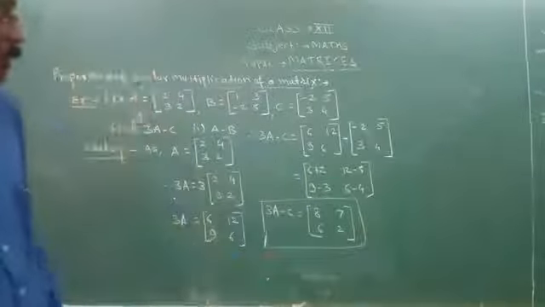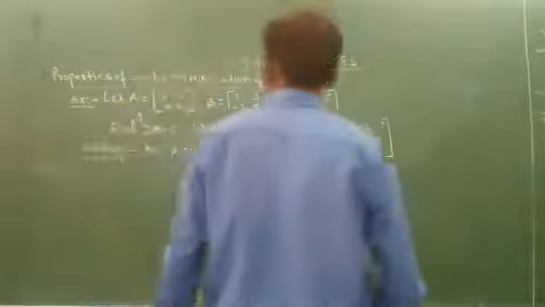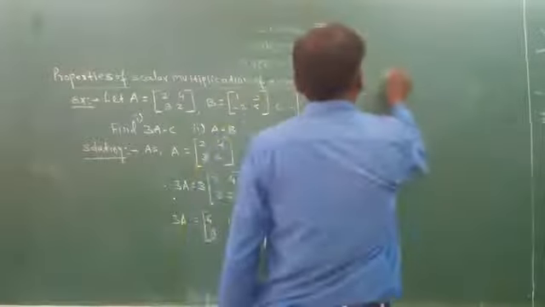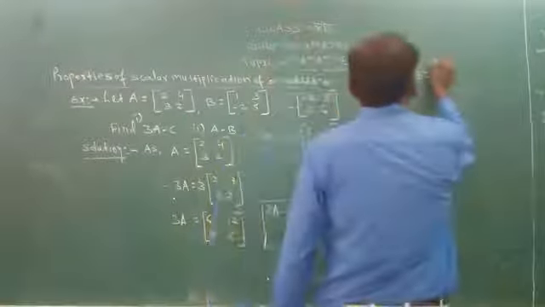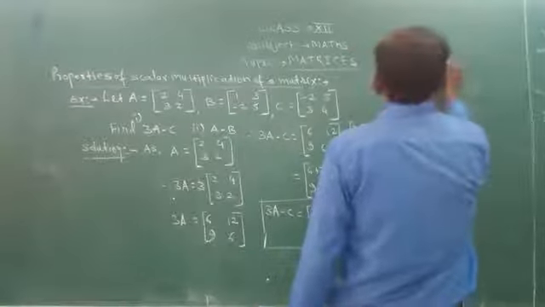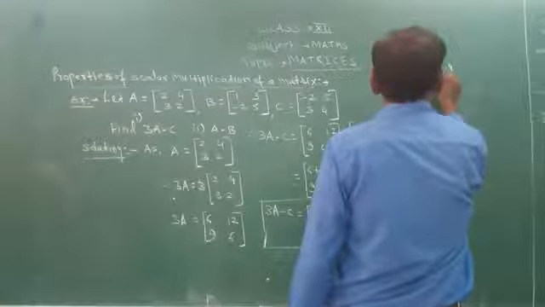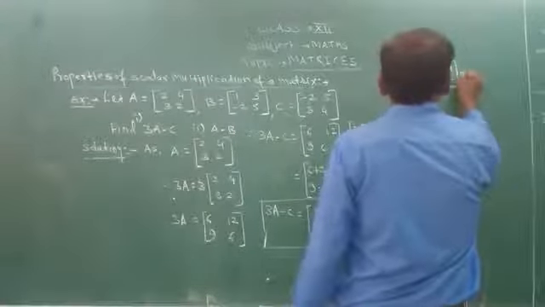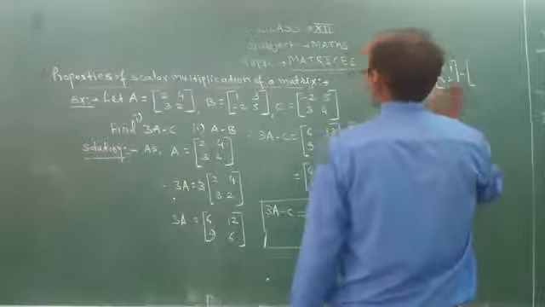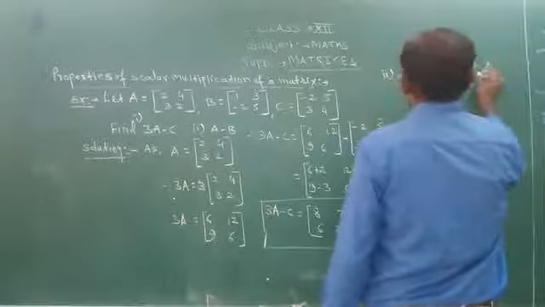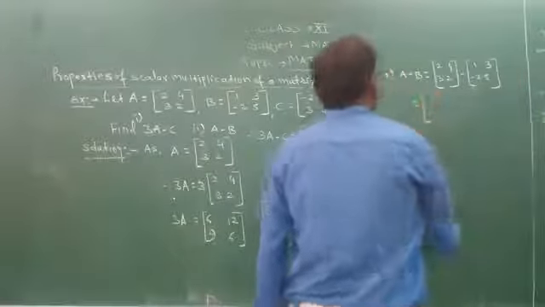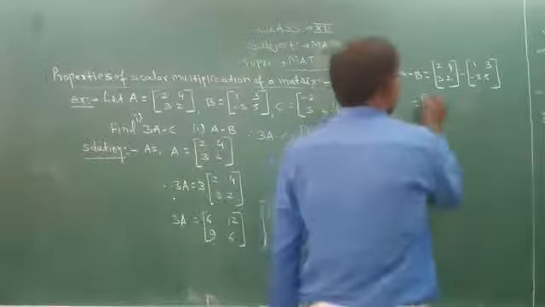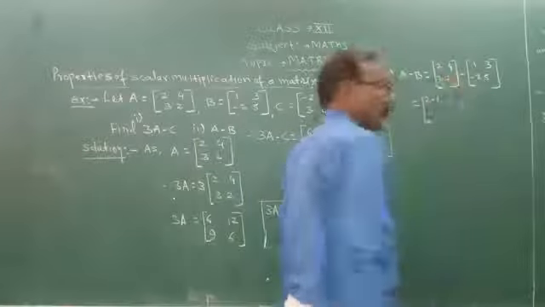Okay, next we can find the value of A minus B. A minus B is equal to, what is A? A is [2, 4, 3, 2] minus, what is B? B is [1, 3, -2, 5]. So A minus B will be 2 minus 1. The two corresponding elements we have to subtract.